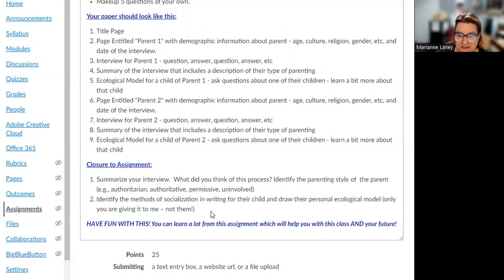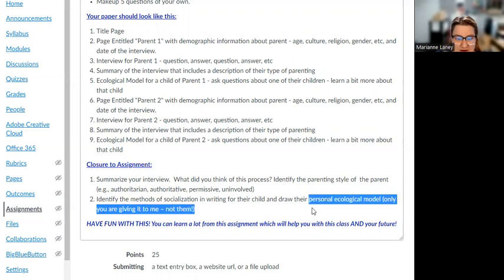And just remember, it says right here, draw their personal ecological model. No, I'm going to take that out because you've already done it for here and here. So let me take that out. Have fun with this. You can learn a lot from this assignment. Really, really, you can. So I'm going to pull this out right now, and then I'm going to post this video, and I hope this really helps.